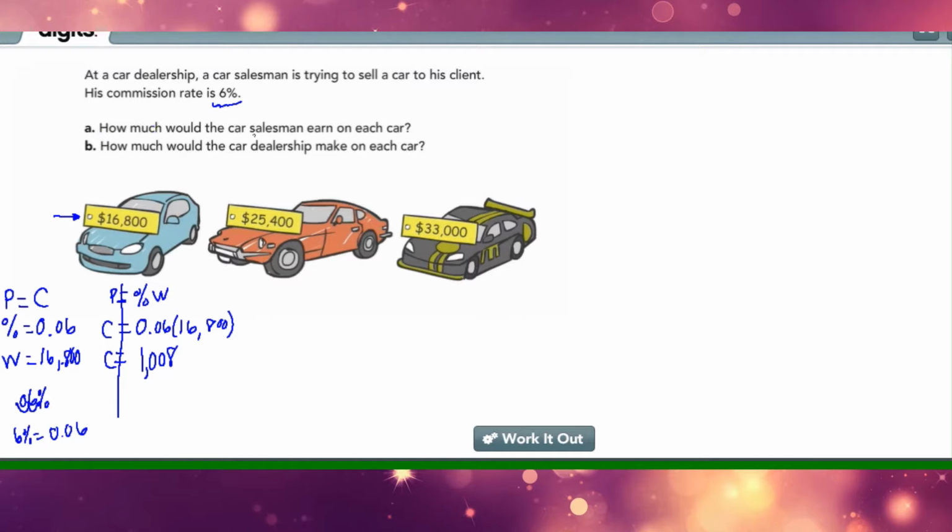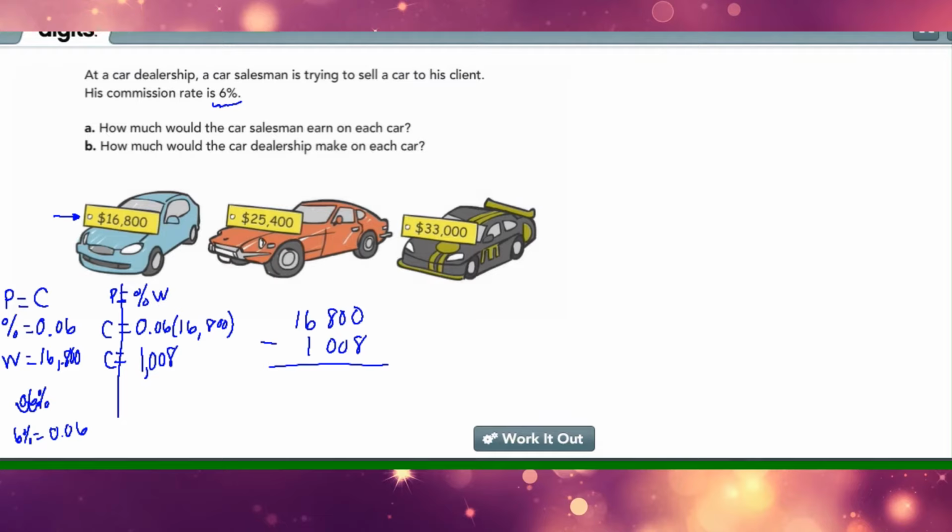So A, how much will the car salesman earn on each car? So the car salesman for the blue car will earn $1,008. B, how much would the dealership make on each car? So in order to figure out how much the dealership will make, we have to subtract what they gave to the car salesman. So I'm going to subtract these two numbers, and you could just subtract regularly.